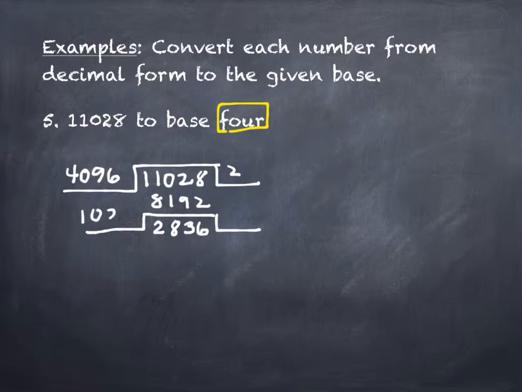1024. So how many times will 1024 go into 2836? Twice. It will. So either in your calculator or in your head, you're going to multiply 2 times 1024. I can do that one in my head. 2048. And then it's 788.